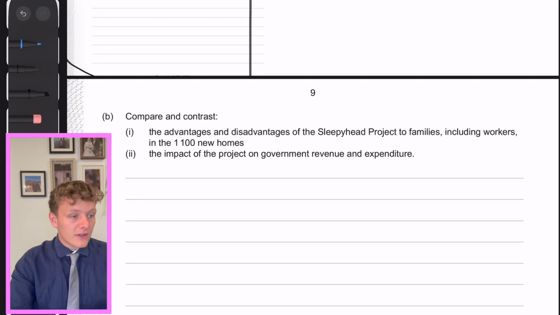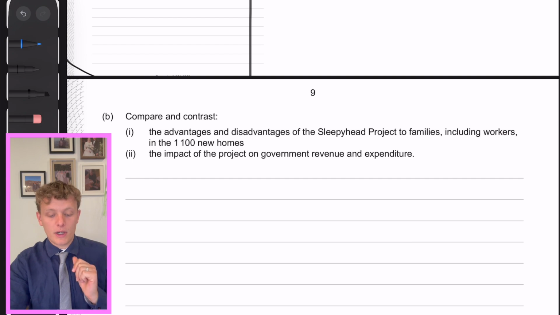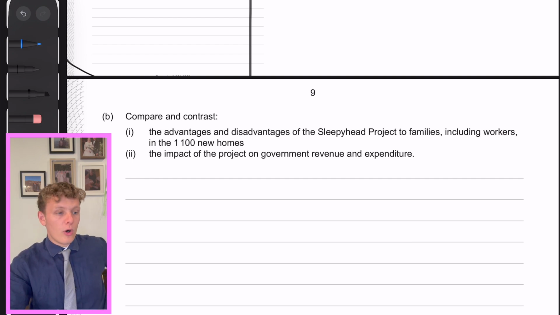So advantage for workers is more jobs. That's a great one. More jobs, more job security, more income. Those are all positives. Negatives is that you might live where you work, which isn't always ideal, right? Your job is attached to your house. If you lose your job, you lose your house. And that can be quite negative.